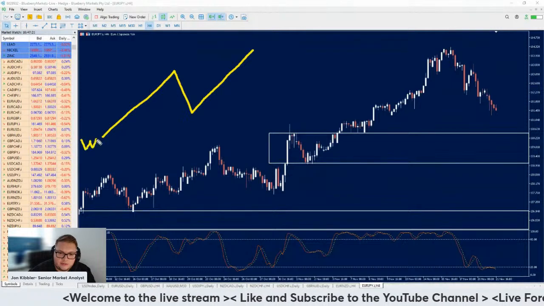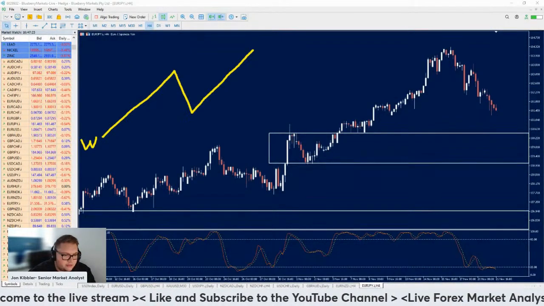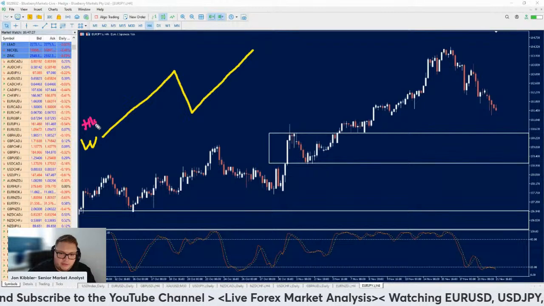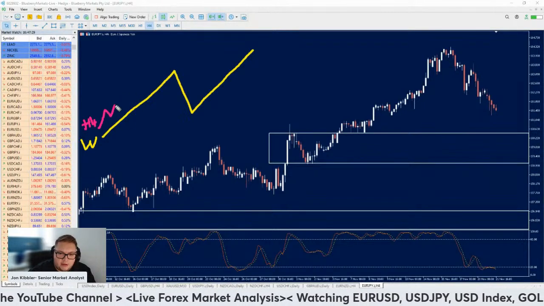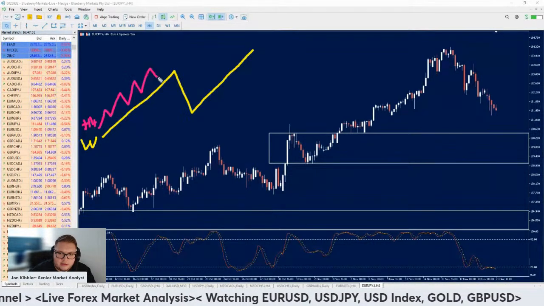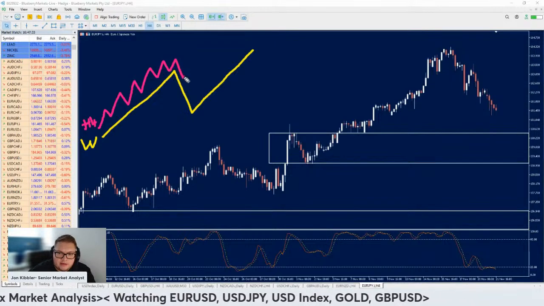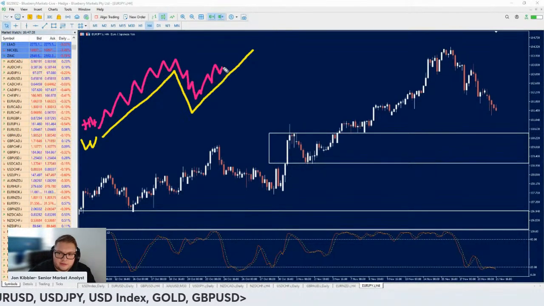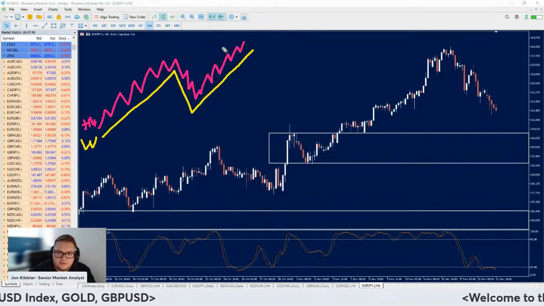So let's say this is the weekly, right? We just grab a different colored pen. On the H4 and below, really, you should see the market making higher highs and higher lows, right? And then lower highs and lower lows on the retracement phase. And then the impulse phase, you should see higher highs, higher lows, right?